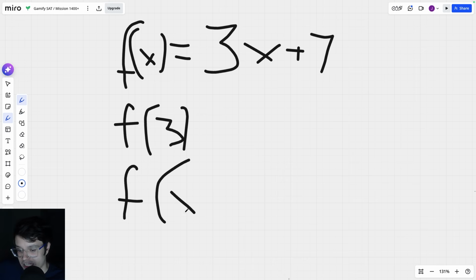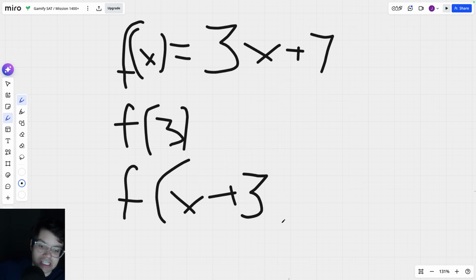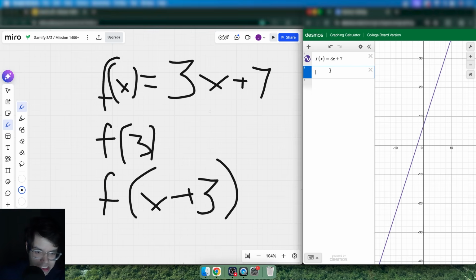I could say f of x plus 3, and you're going to see that's going to give us a new function on the graph that's different than the one we had before, because now we're just putting x here, and every time we put x, we just add 3 to it. Let me show you what that looks like. So we have this here. This is f of x equals 3x plus 7. If I did f of 3, we just get a value here, 16. So that is what 3 times 3 plus 7 would be, so perfect stuff there.